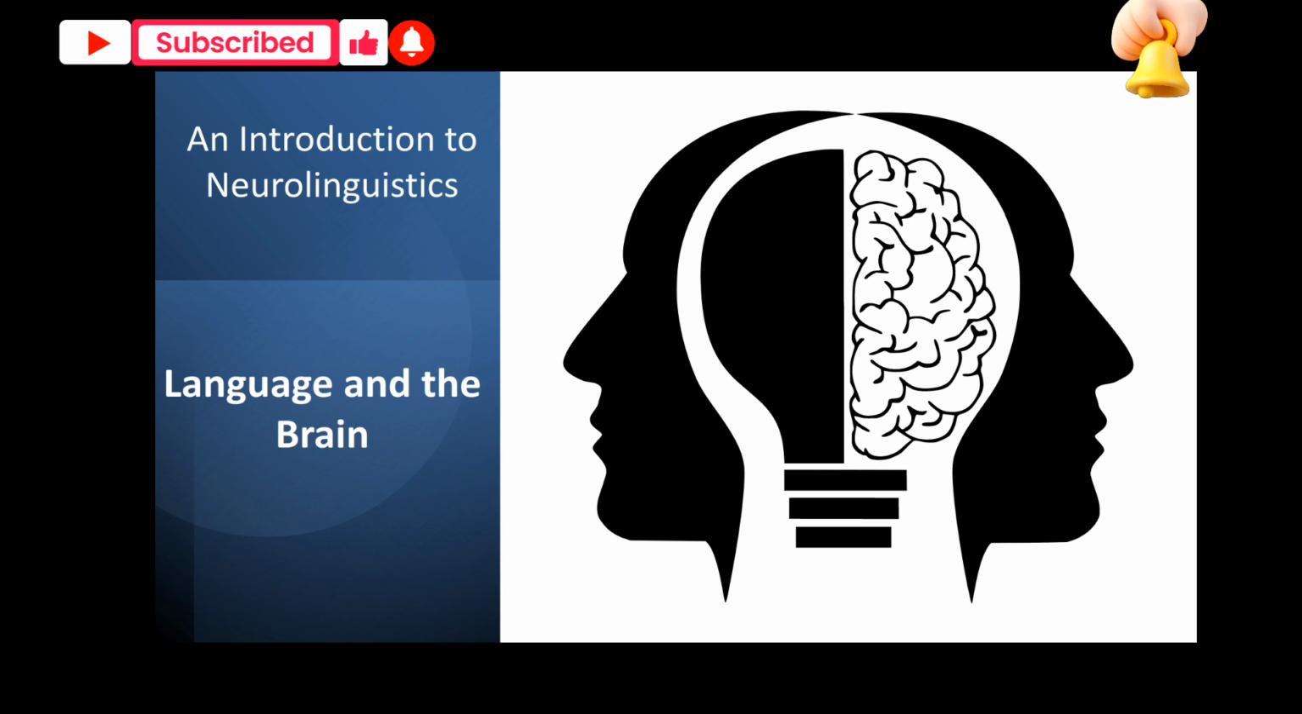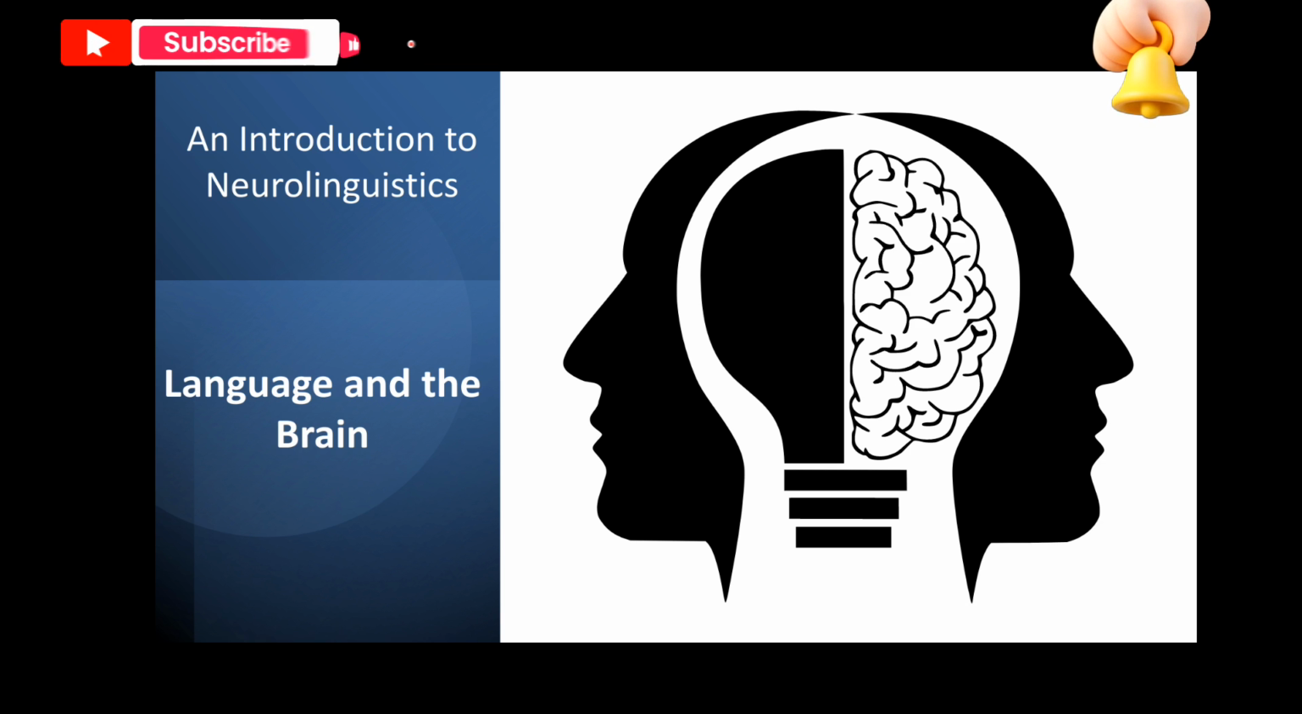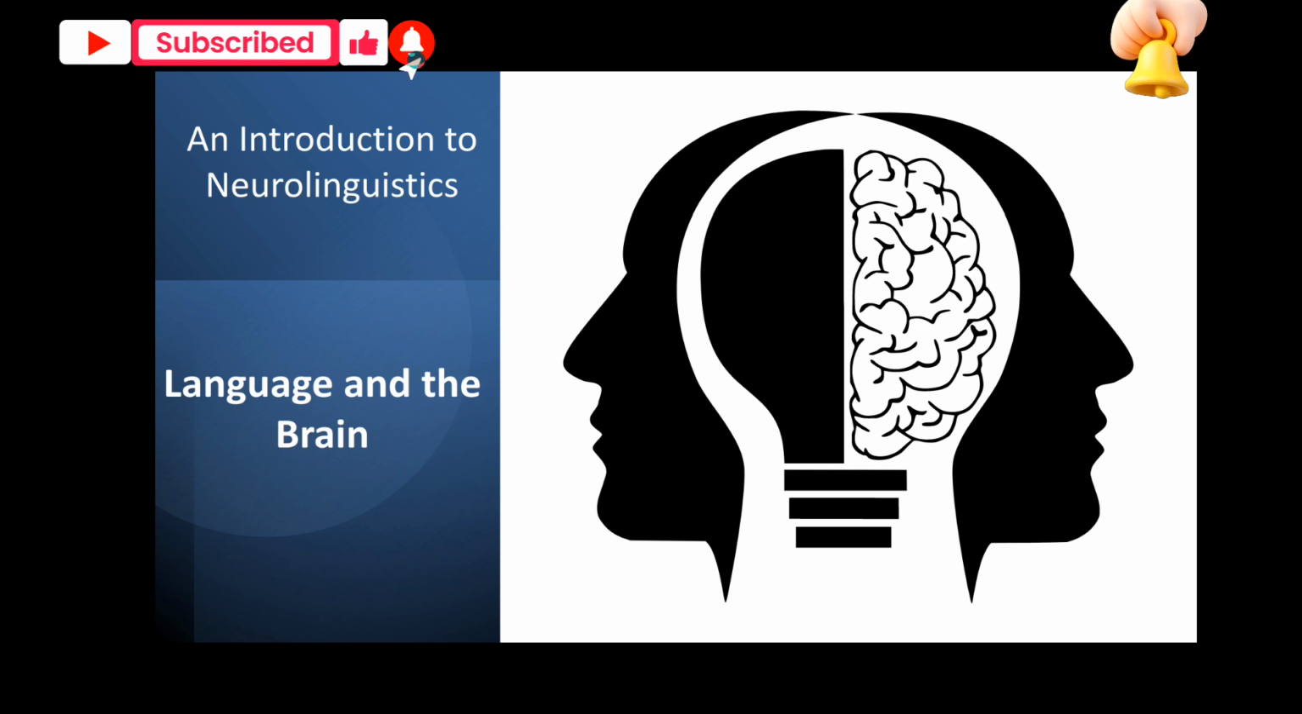What are the different parts of the brain which are responsible for speech production and speech comprehension? So we will discuss all these different parts of the brain which are responsible for language processes. Let's discuss and learn in detail.